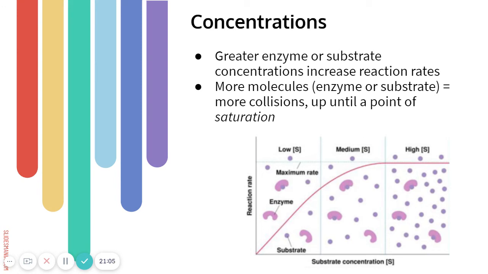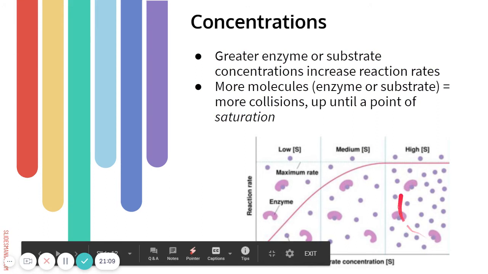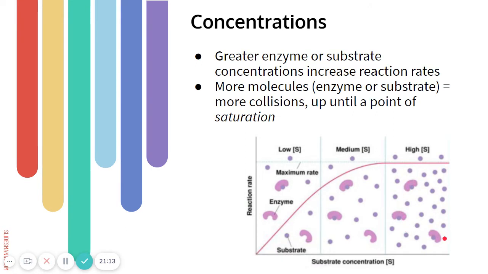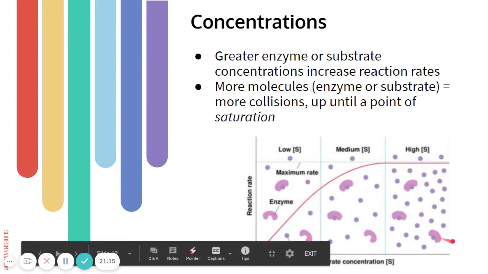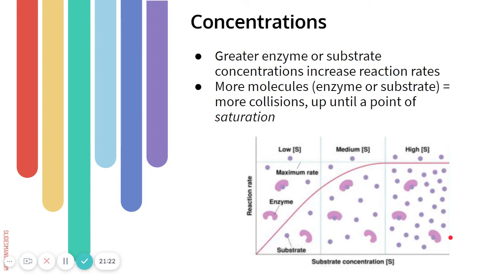So we call this point saturation. The idea is that we only have three of these enzymes in this picture. Even if we keep adding more and more substrate, all three enzymes are full and already going as fast as they can. So adding more enzymes or more substrate is not going to help, because they're already bumping into each other at the maximum capacity rate.